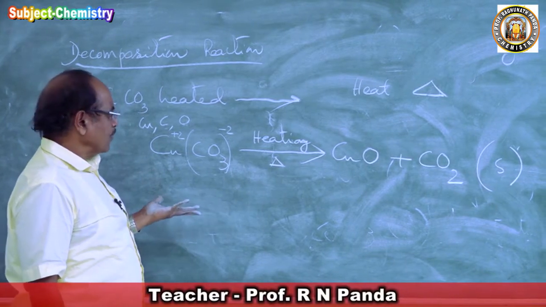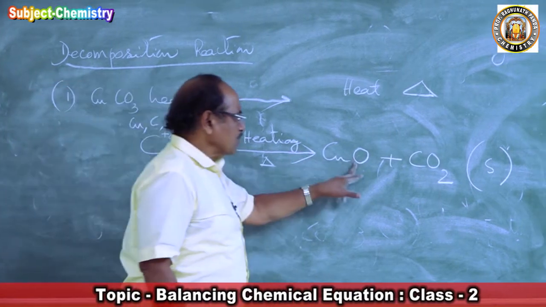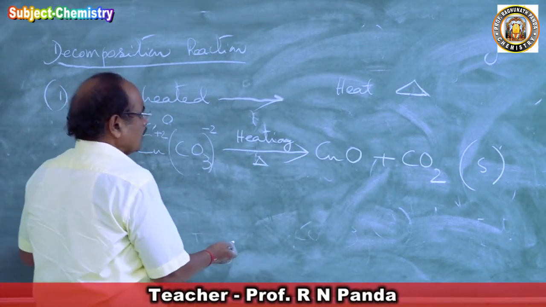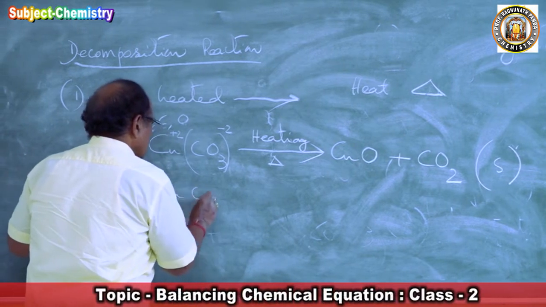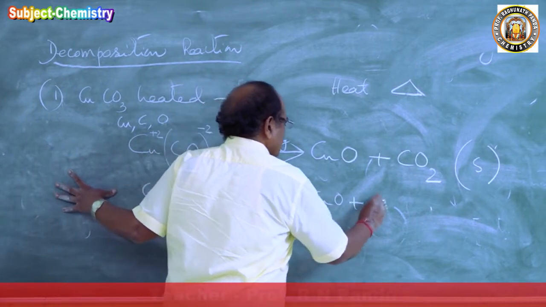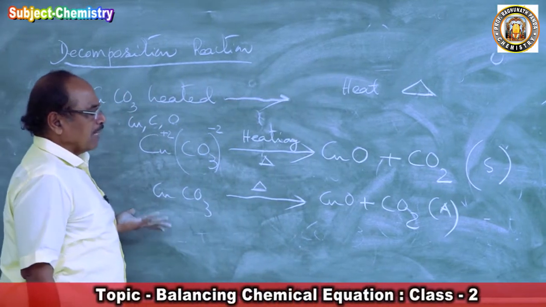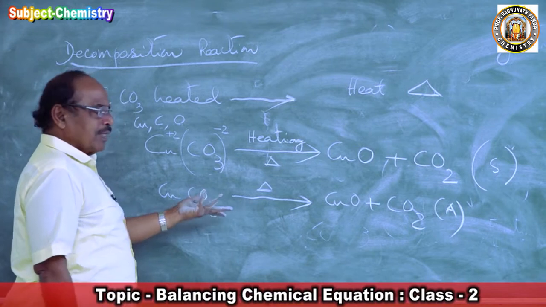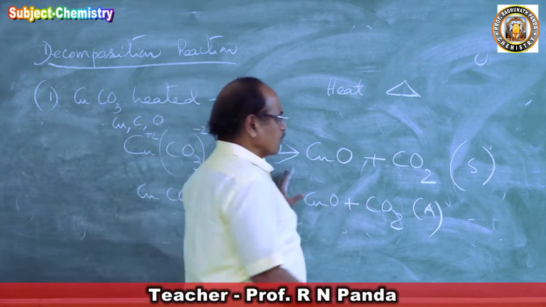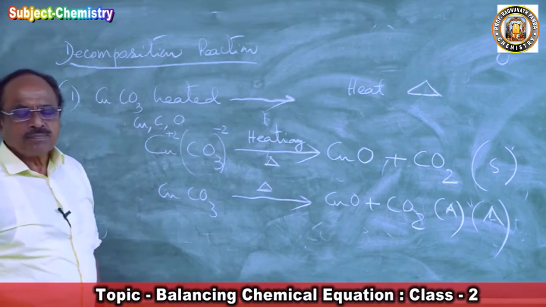Now I'll make it atomic. How many atoms of copper are there? 3. How many atoms are here? 3. This is also atomic. So copper carbonate, I'm heating, I got copper oxide plus carbon dioxide. This is now atomic. It is also molecular, because this is a molecule, this is a molecule, this is a molecule. So this atomic equation is also in molecular form now.